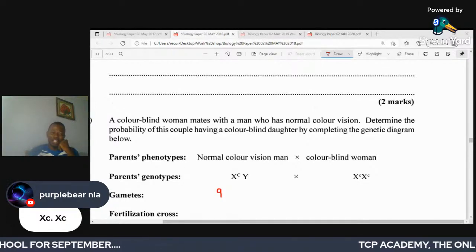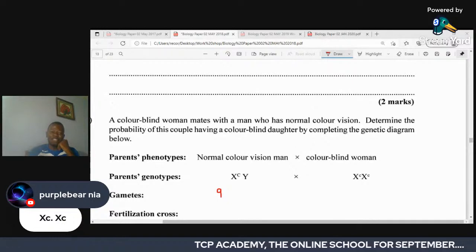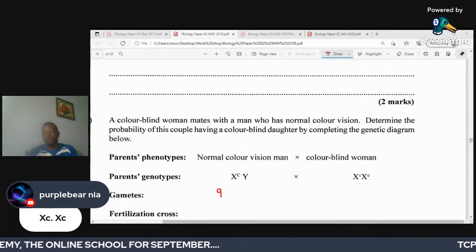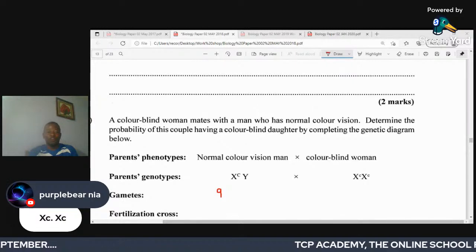You know exactly that they have meaning. So all that you're going to do is to space out the X and the C, the C here being the allele and the X there being the X chromosome. Let us move on to look at what else is required of us. I hope everybody would have understood.